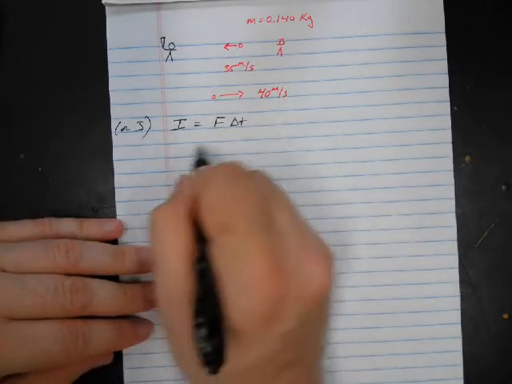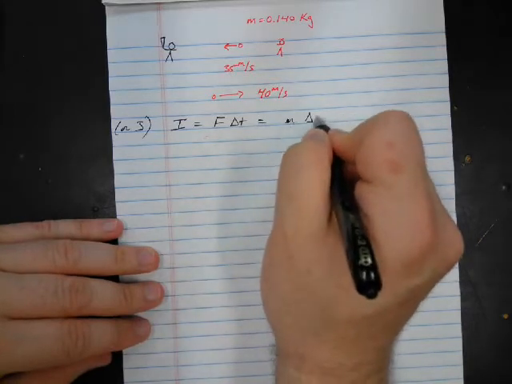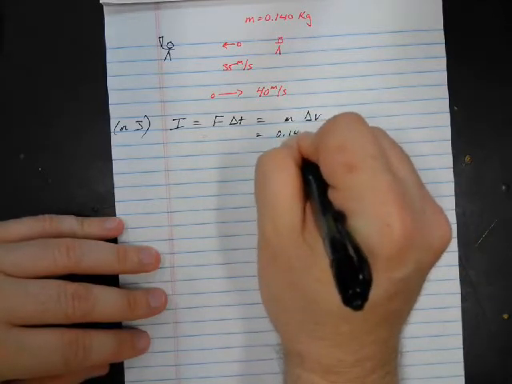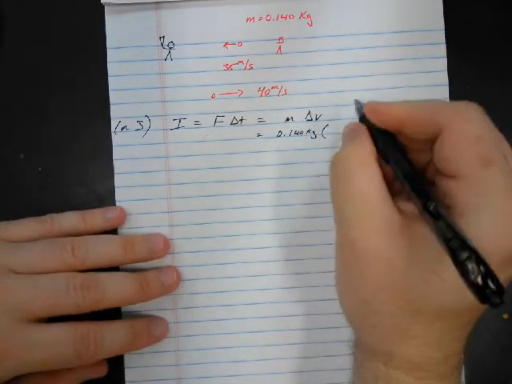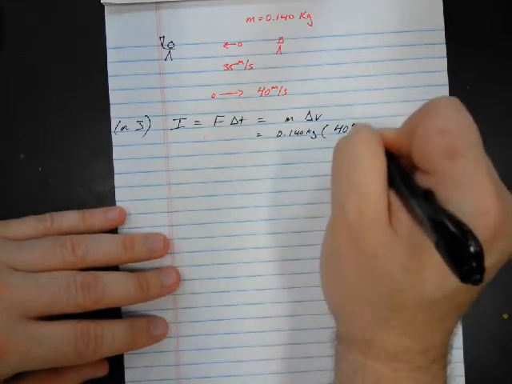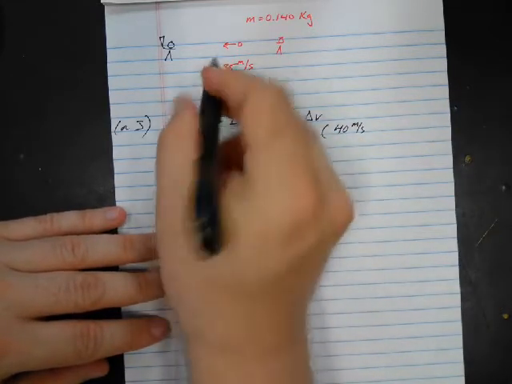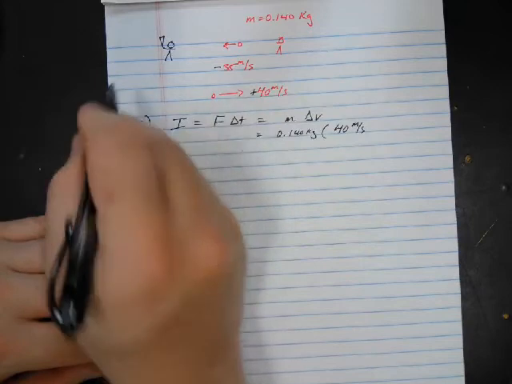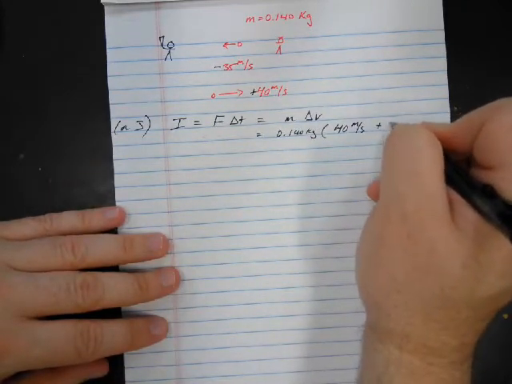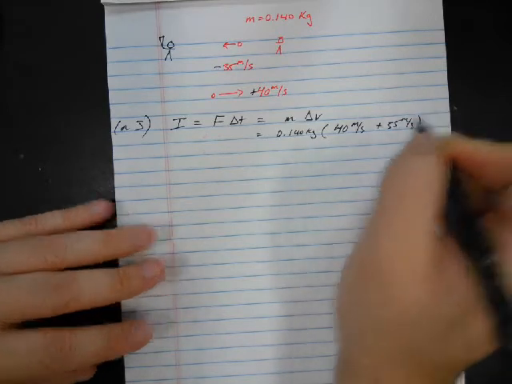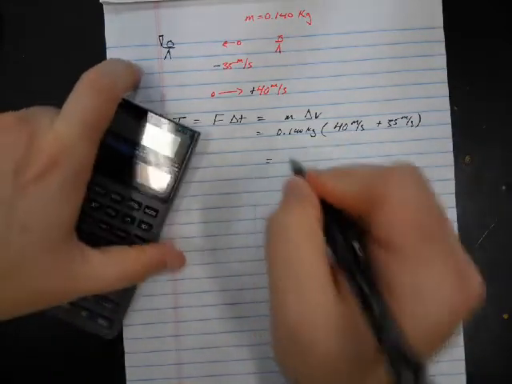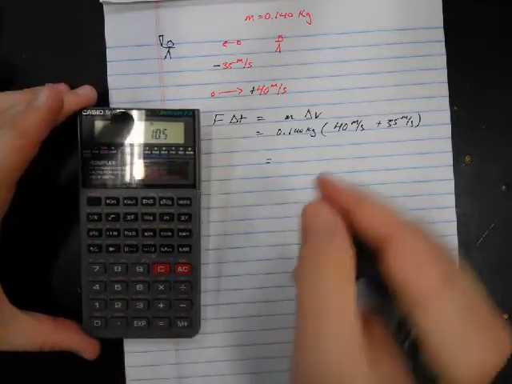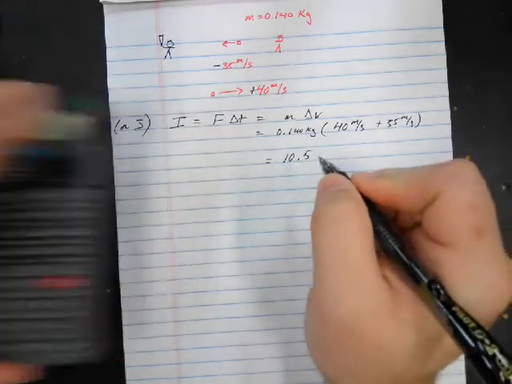And from the impulse momentum theorem, this has to be m delta V. And so we can figure out what that is, 0.140 kilograms times, well, V final is 40 meters per second, and we're going to subtract off. It's going in the opposite direction. We're going to subtract off minus 35, so it's plus 35 meters per second. This is 75 times 0.14. 75 times 0.140 is 10.5, and then there's a matter of units.